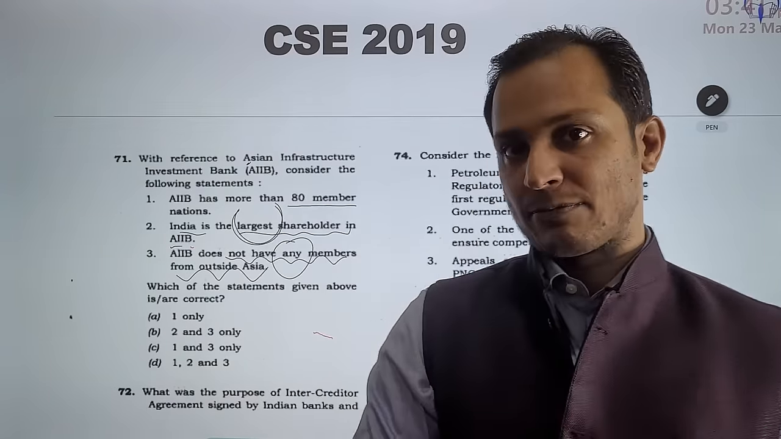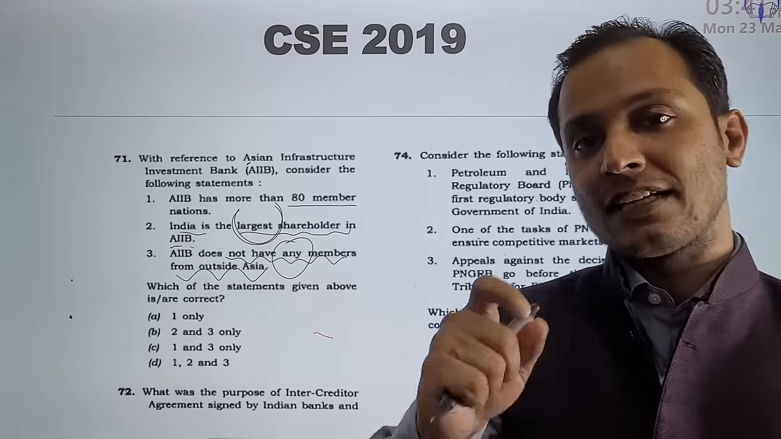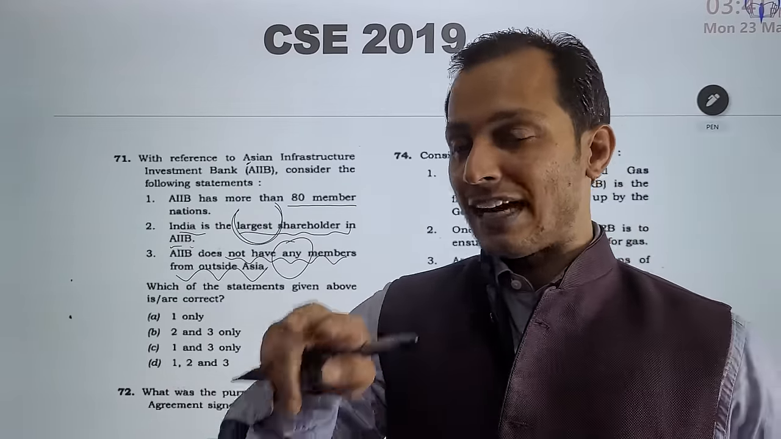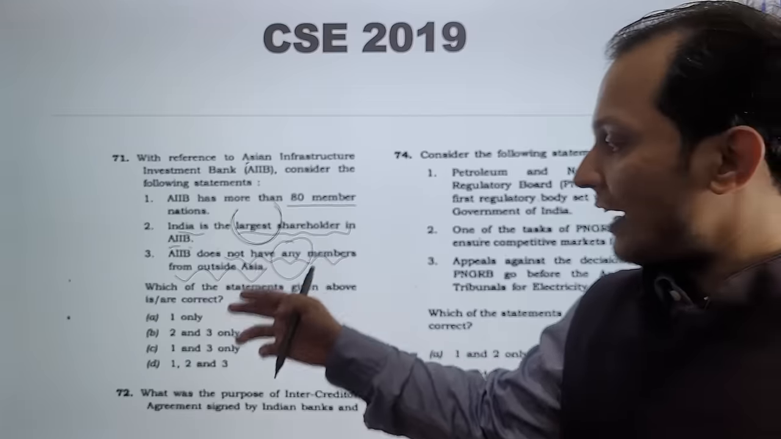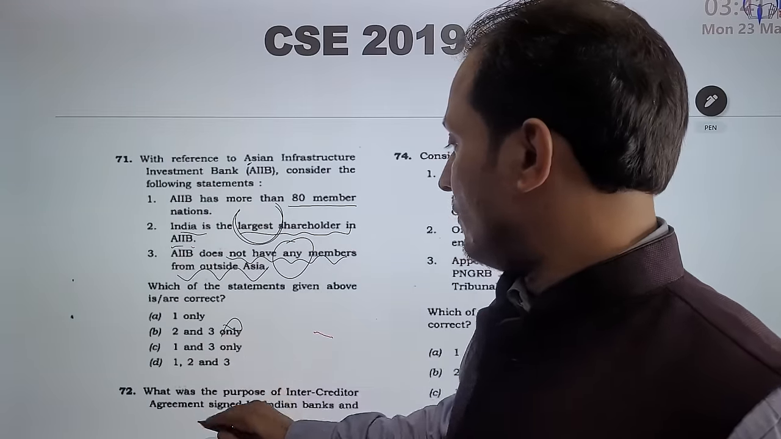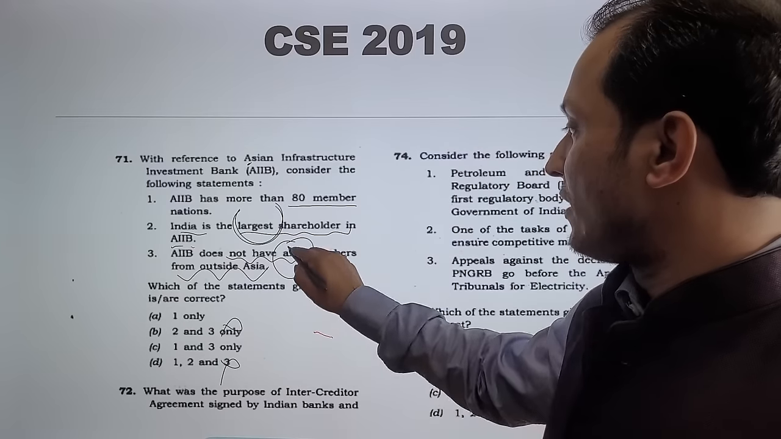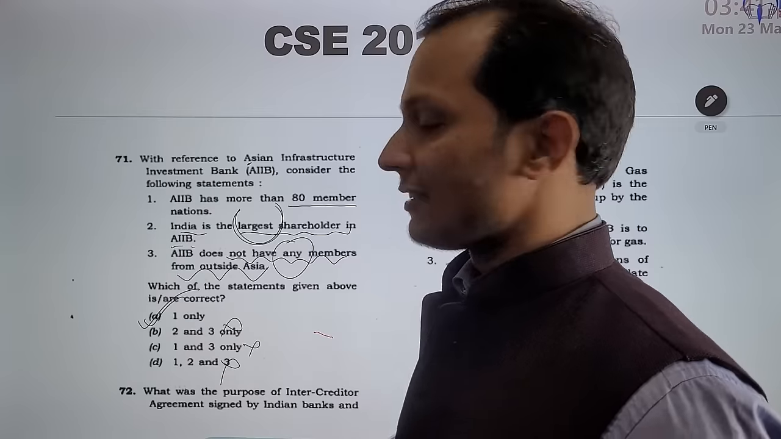But there are some traps, some places where these words can also be correct. I'll come out with those examples at the end of this video. Please wait for that. So what we can do is eliminate statement 2, and we can also eliminate statement 3. So we will be left with only option A, which is the correct answer.